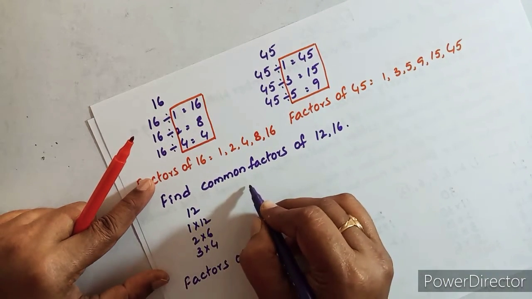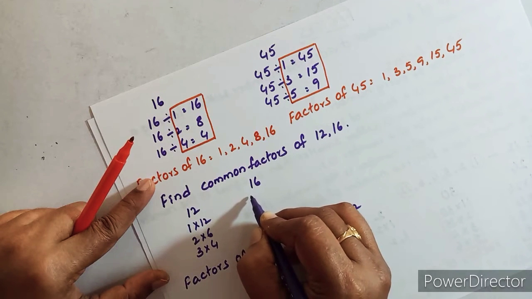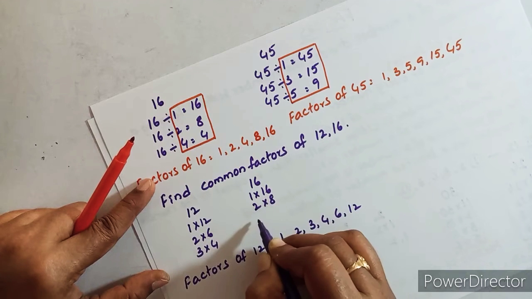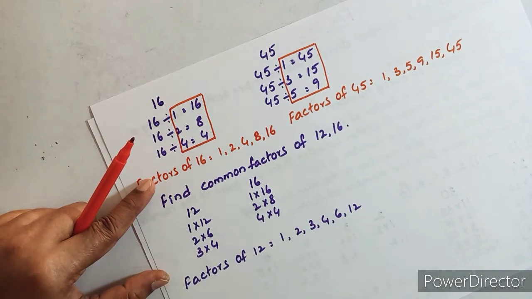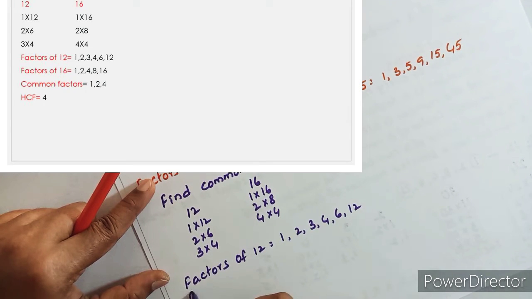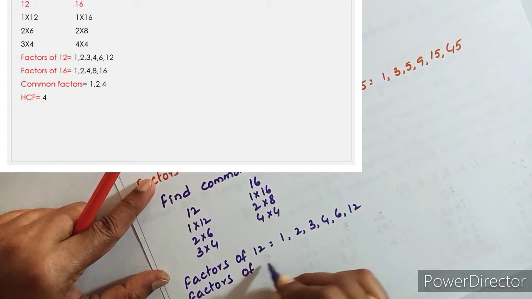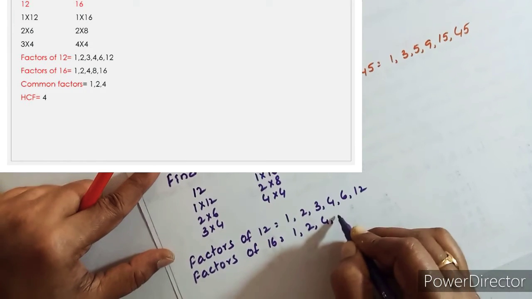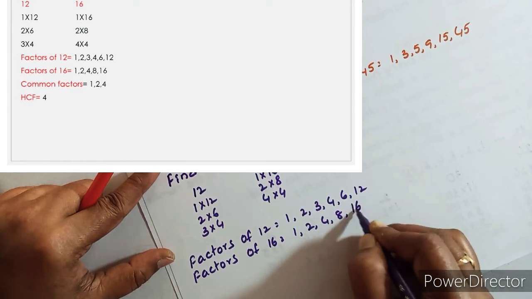Very good. Now find the factors of 16. 1 into 16, 2 into 8, 4 into 4. Anything else? No. So write factors of 16. What are factors of 16? 1, 2, 4, 8 and 16.